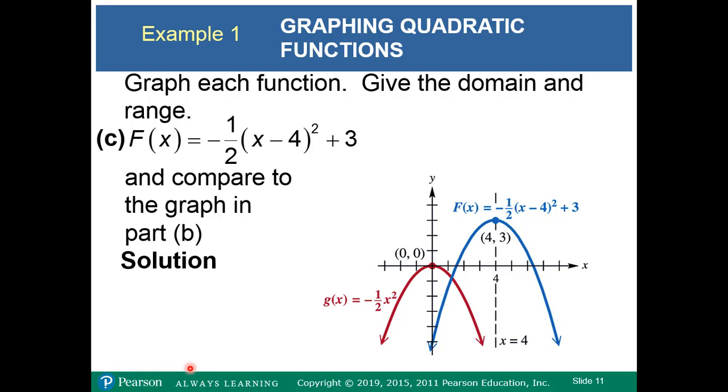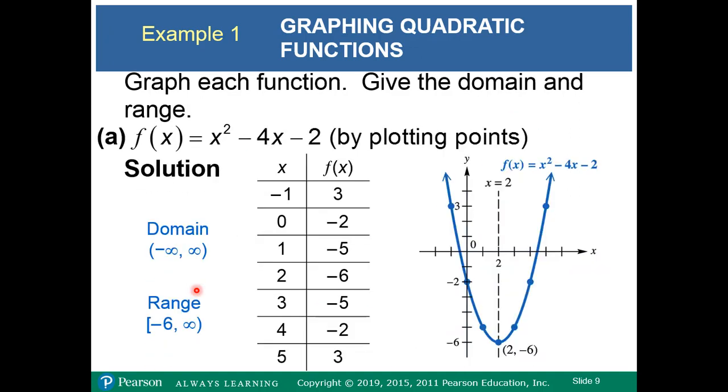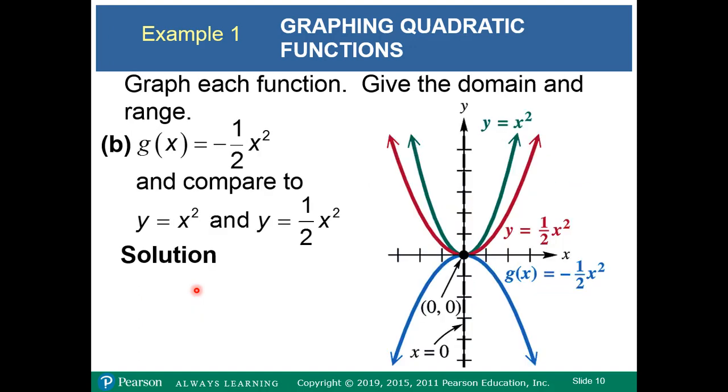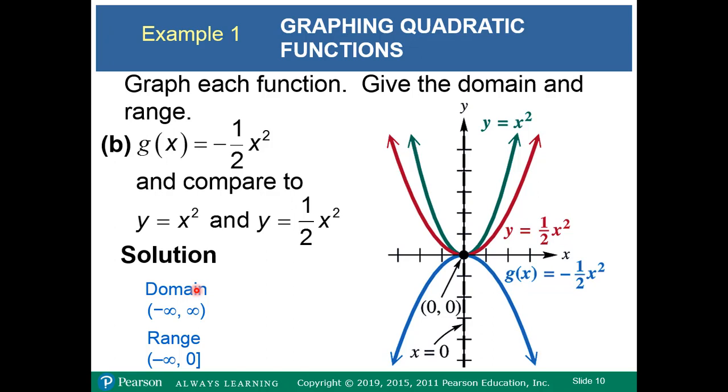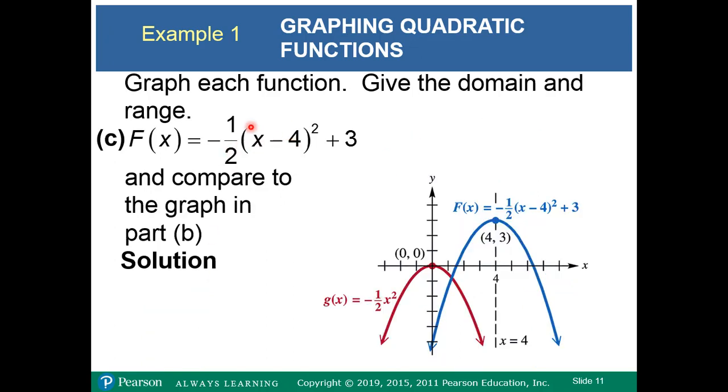Okay, what about this one? Graph each function, give the domain and range of this, and compare it to the graph in part B. Okay, so we got that one, part A. So part B, we got that one. Okay, so there's what we have, part B. Okay, so now what do we got here?